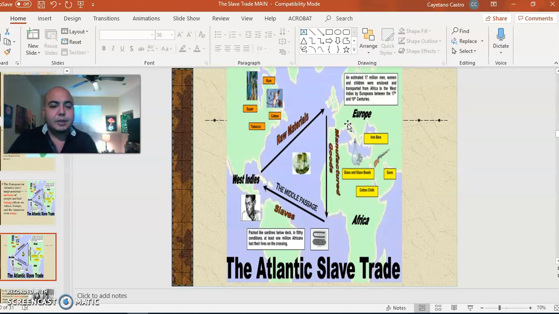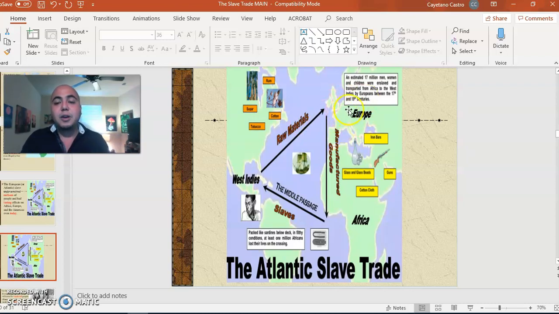And the primary sector, they're pulling things out. That's what the colonies are doing. They're a primary sector. And in Europe, that's what they're going to be like the secondary. They're going to manufacture things, create things, okay?